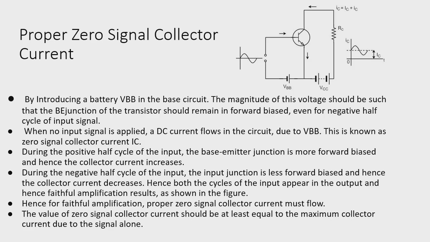During the positive half cycle of the input, the base emitter junction is more forward bias and hence the collector current increases. During the negative half cycle of the input, the input junction is less forward bias and hence the collector current decreases. Hence both of the cycles of the input appear in the output and hence faithful amplification is obtained.